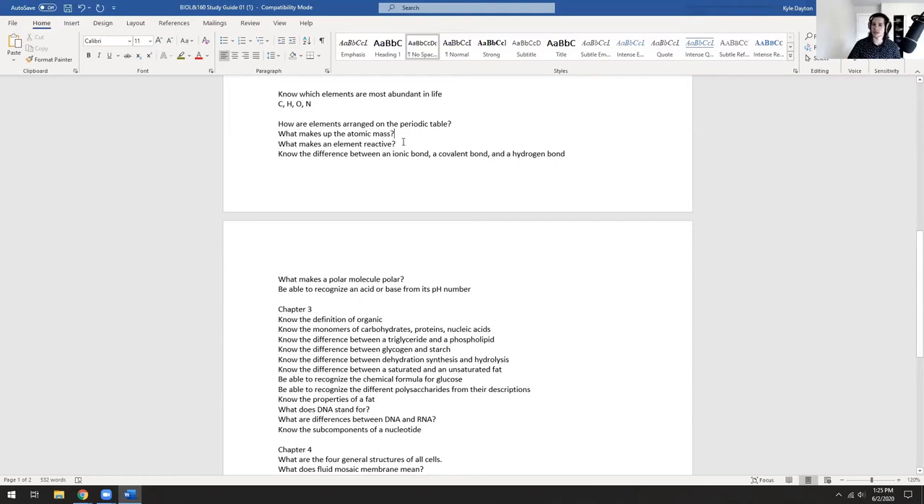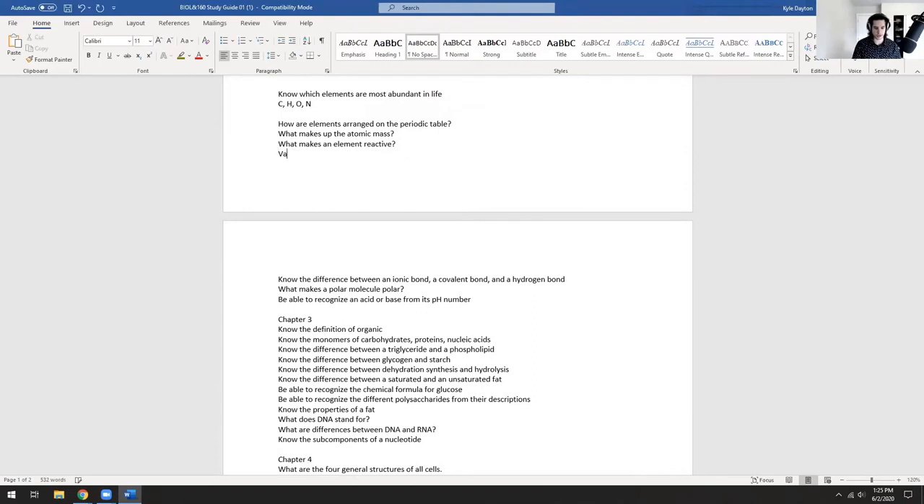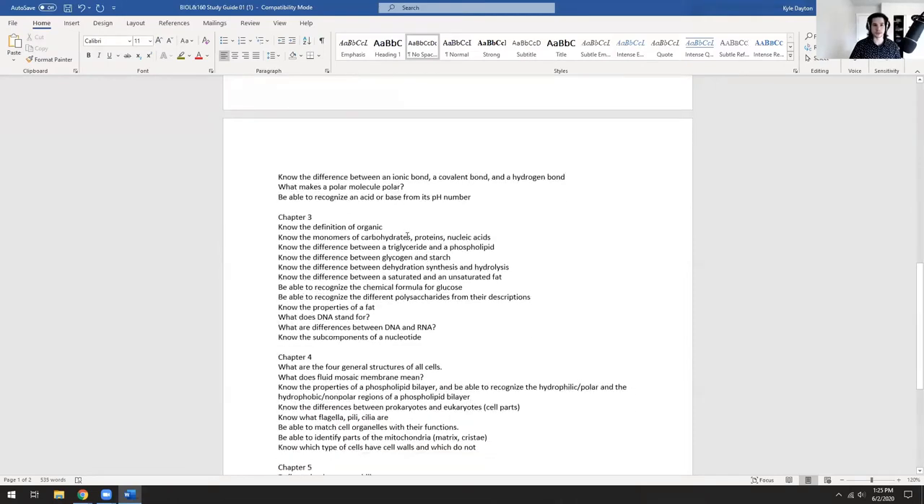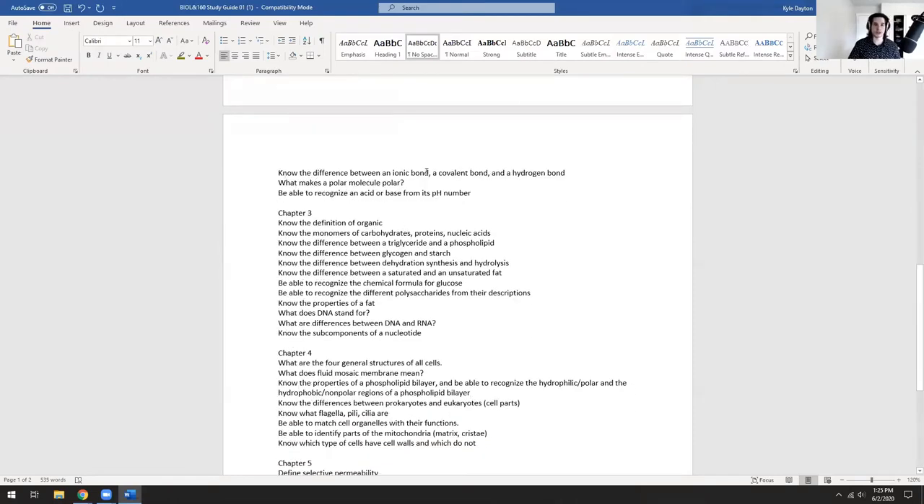What makes an element reactive? Their valence shell, their valence electron shell. What is the difference between ionic bond, covalent bond, and hydrogen bond? This is on the test. Ionic bond, that's going to be the stealing. That's going to involve the stealing of electrons.